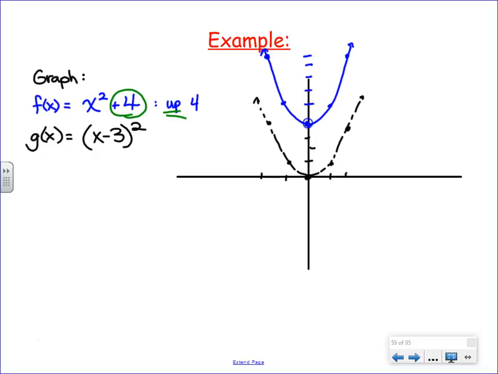So first of all, we got that for the up. And then for the next one, move it over to the right 3. So a horizontal shift. Why? Because it's on the inside. Remember, it's backwards from what we think. So it's a minus, we're going to move to the right. We'll talk about why in just a second.